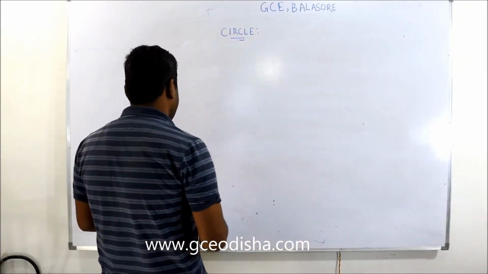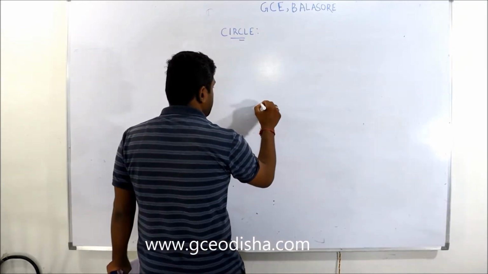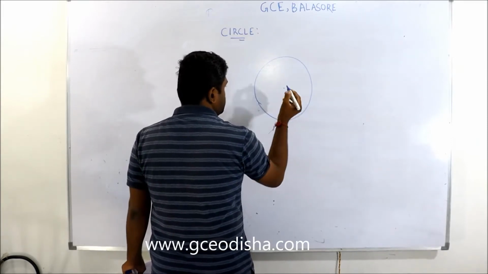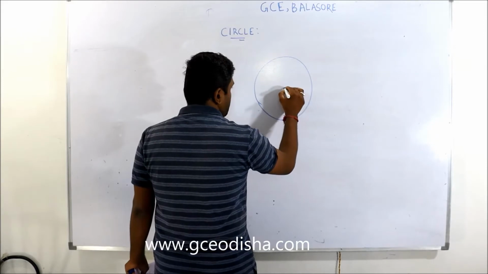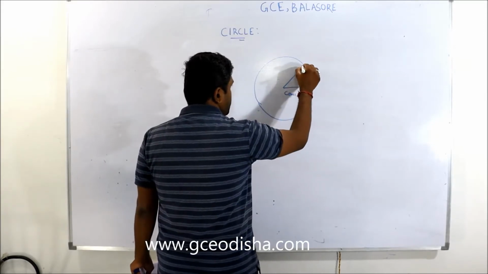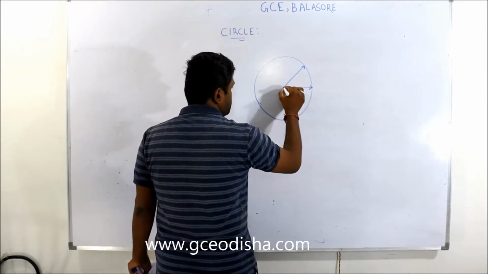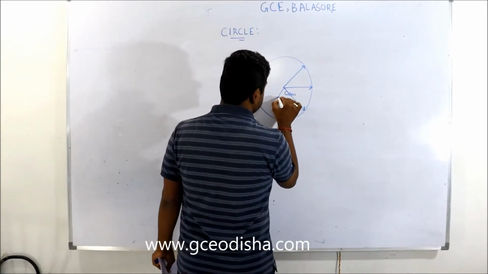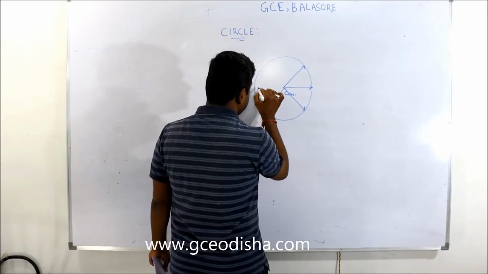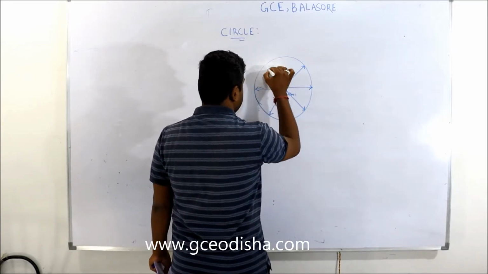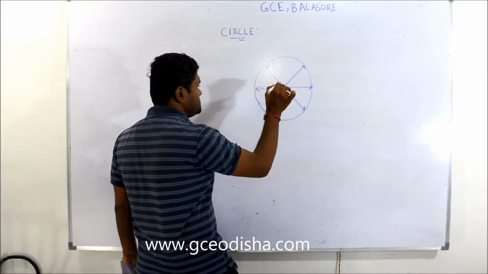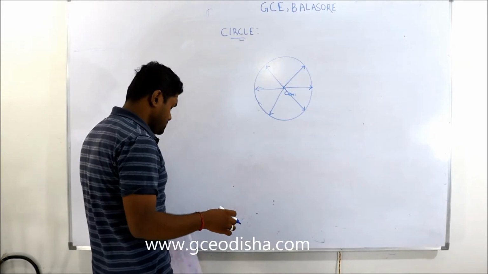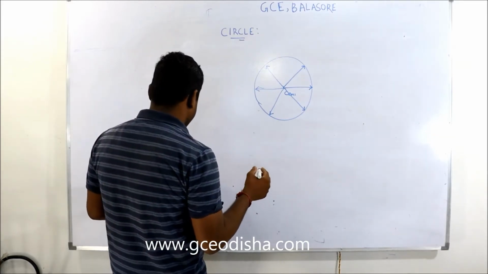Okay, in a circle, as you know, from the center, all of the distances to the periphery are equal, right? From the center to the periphery, all of the distances are equal. Every distance from the center to the periphery is equal.